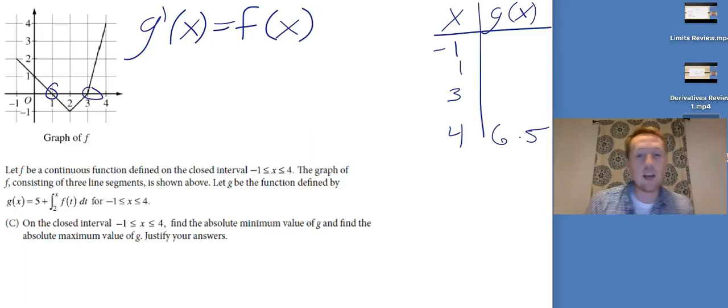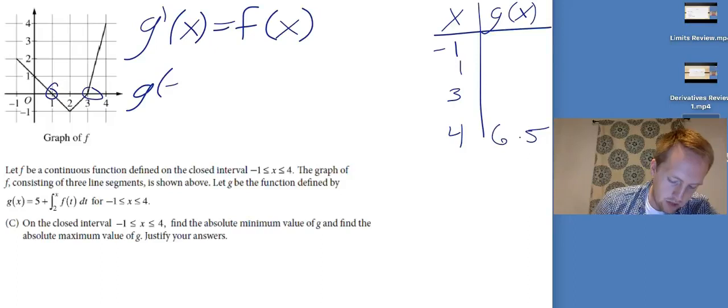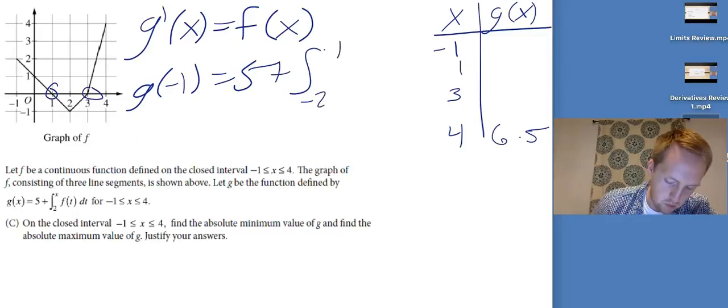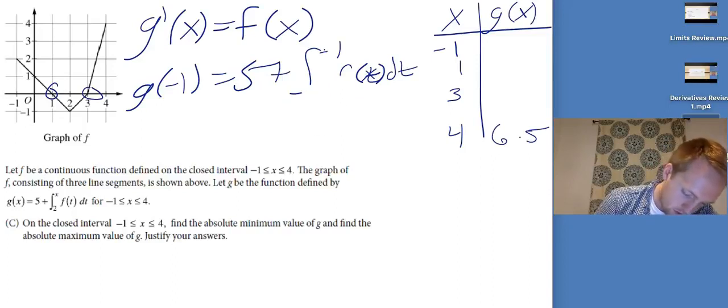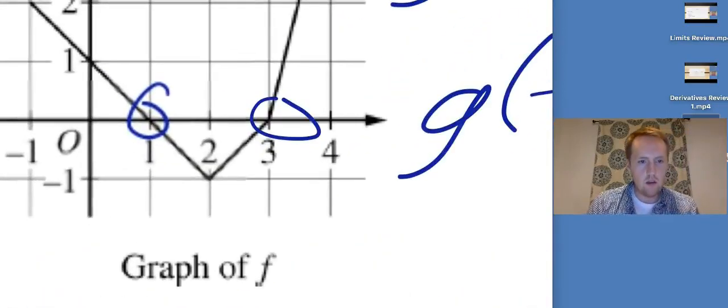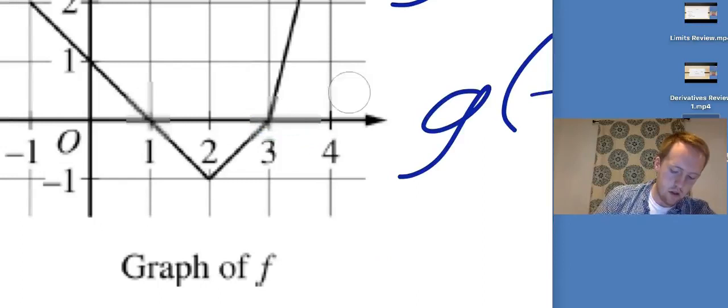Okay, now to get g of -1, I'm going to do the same idea that I did before. I'm going to do g of -1 equals 5 plus the integral from -2 to -1 for f of t dt. That looks like f of star, but it's meant to be a t. Okay, so I need to find the area between, that should be a positive 2. I need to find the area between the curve and the x-axis on the interval 2 to -1.